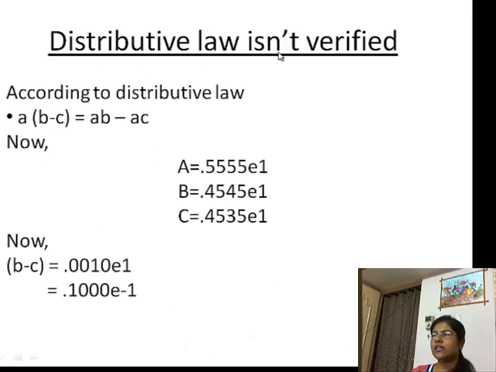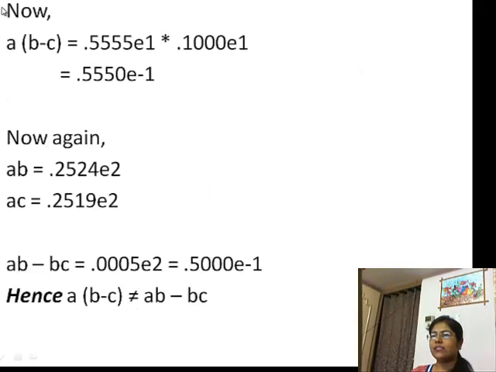Now further we see that distributive law is also not verified. So let's justify this. According to distributive law, a into (b minus c) is equal to ab minus ac. Now again taking some random values for a, b and c, we solve the LHS part. We first solve b minus c, which comes out to be 0.1000 e to the power minus 1, and then we multiply the value of a to this value, which comes out to be 0.5550 e to the power minus 1.